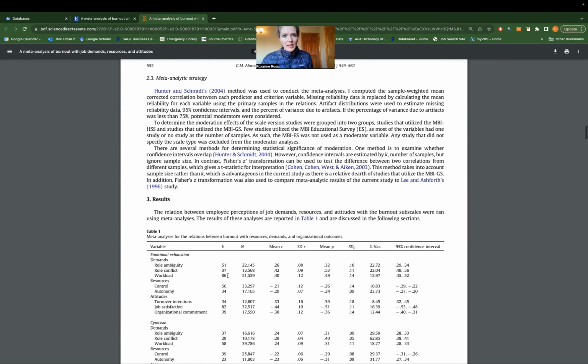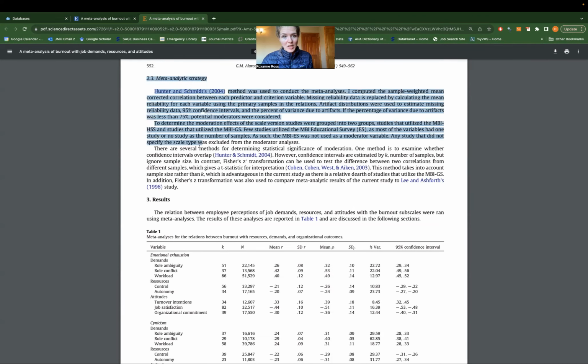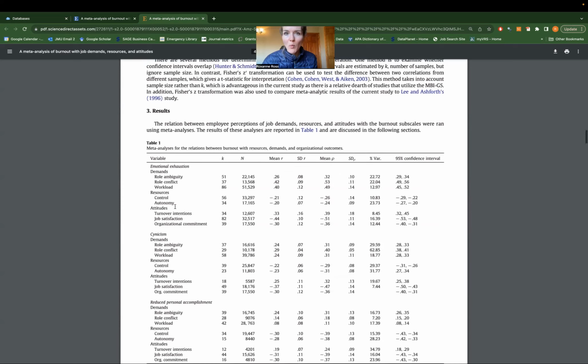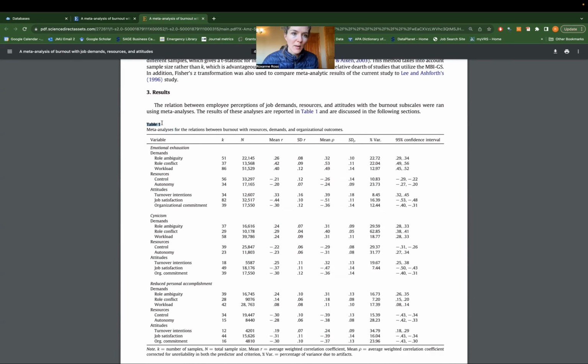All right, we keep going. You don't need to worry about meta-analytic strategy so much, but what we do want to see is this Table 1. All meta-analyses are going to have a table, something like this, where they explain all the effect sizes between all of the variables that they looked at. And one or both of these variables should be in your research question. In this case, we have a host of variables and burnout. It might not be Table 1 if they do something else, something a little fancy and tricky, but it should be one of the first couple of tables that you see in your article.